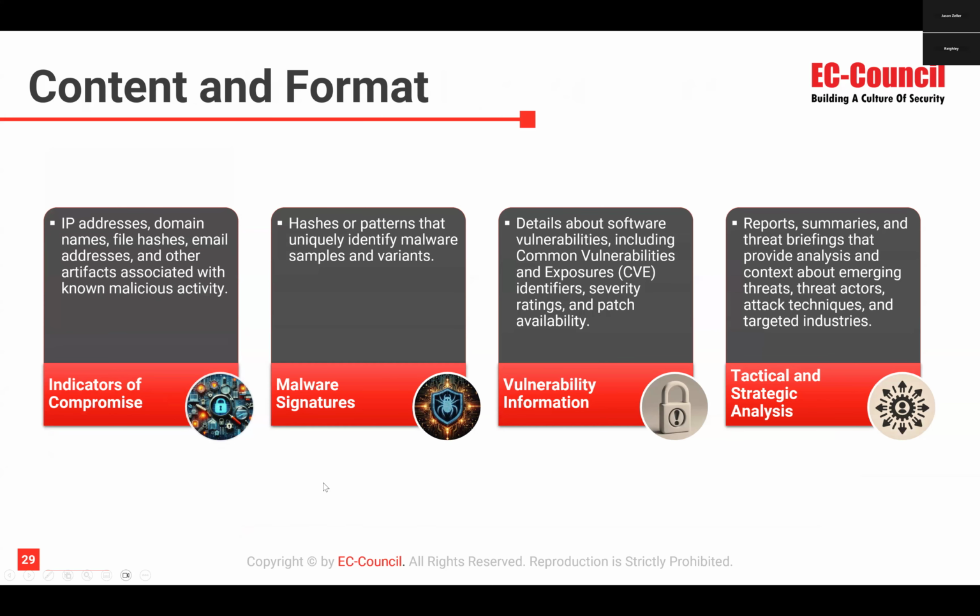So the content of what these look like in your indicators of compromise, this would be like IP addresses that are known to be bad, domain names, file hashes, email addresses, or any other kind of artifacts known for malicious activity. In those malware signatures, this would be something that would be like hashes or patterns that uniquely identify them. Vulnerability information, for example, their CVE numbers or identifiers, their severity ratings and patch availability, and then their tactical and strategic analysis, which is more of the reports and summaries of those attacks that have happened.